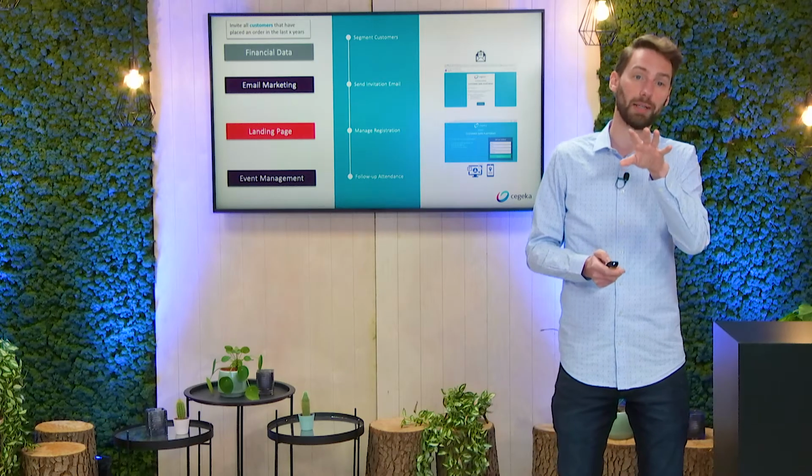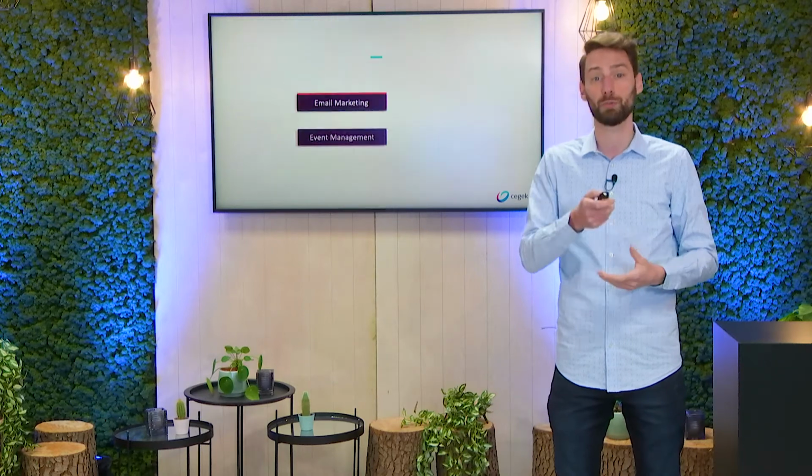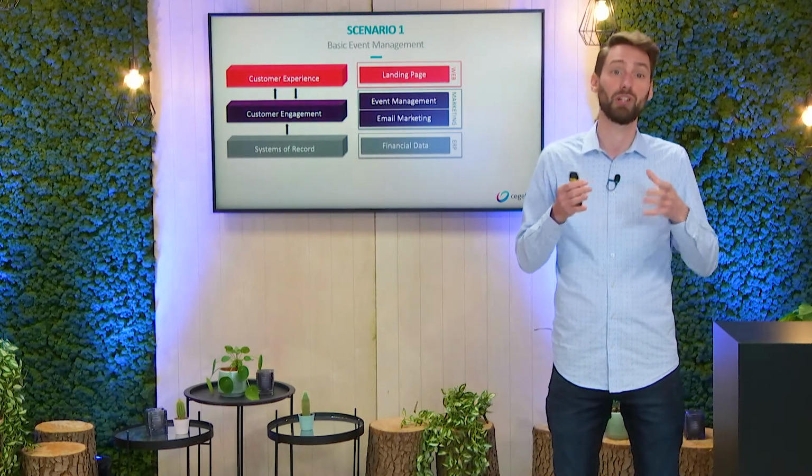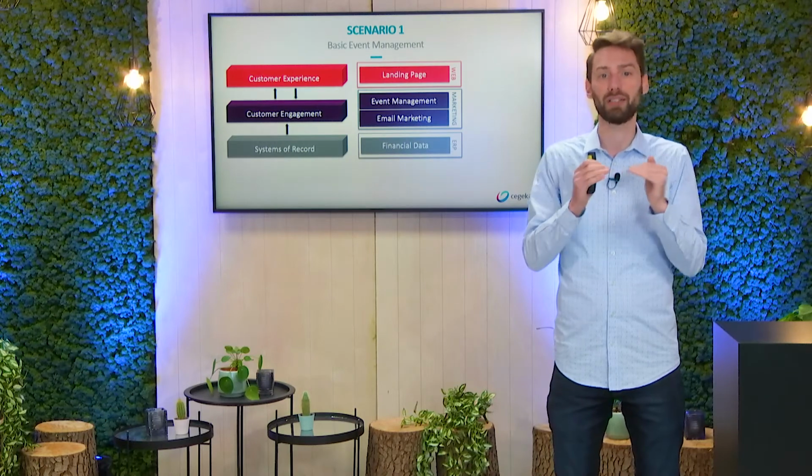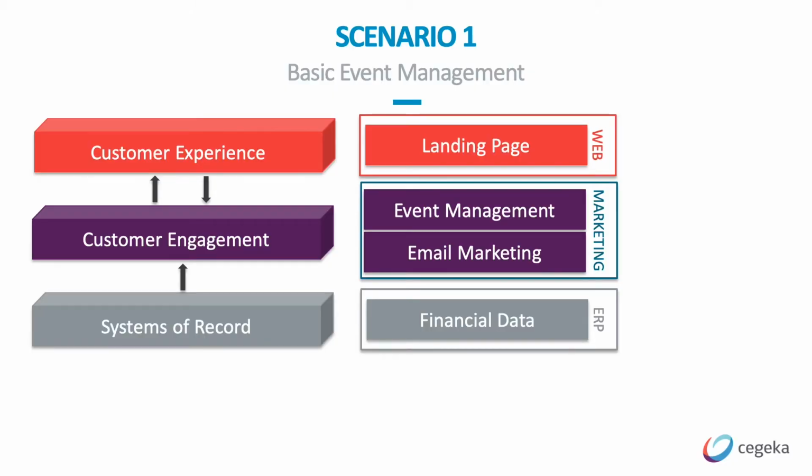If we look at the different components that we need from a technology stack, we will see that we need three layers. We will need a system of record, which is in our case the financial system, an ERP, where we have financial data. In other words, who has placed an order with our organization within the last couple of months. Next, we will need some sort of marketing solution to support us with, on the one hand, the email marketing, and on the other hand, an event management solution for following up on the registrations.